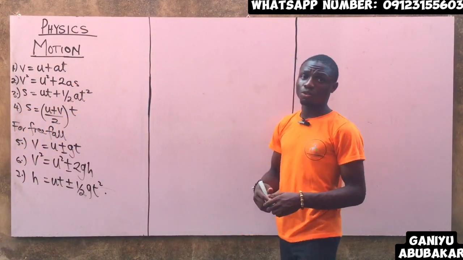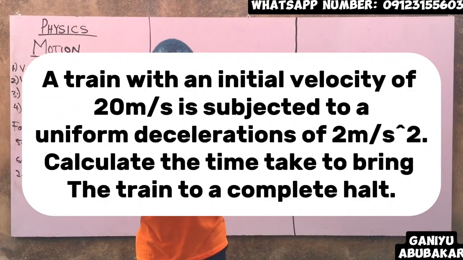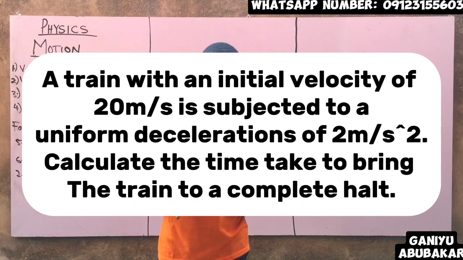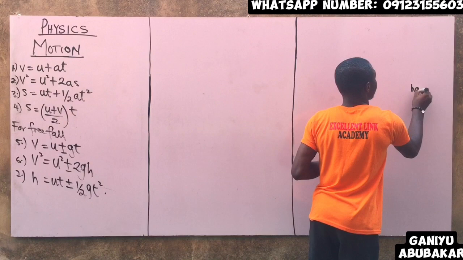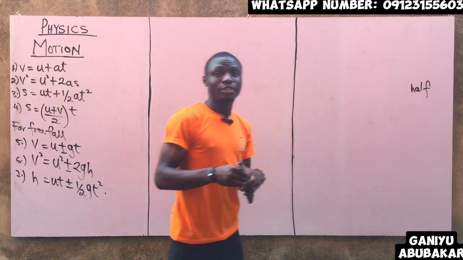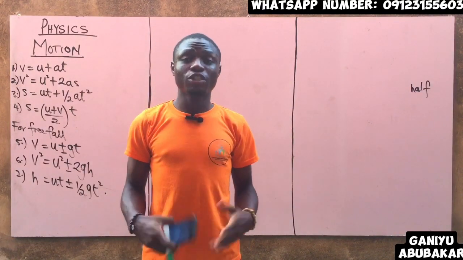So let's use the ideas to solve problems, right? Because it says a train with an initial velocity of 20 meter per second is subjected to a uniform deceleration of 2 meter per second squared. Calculate the time taken to bring the train to a complete halt. Halt means to bring the train to rest, right? I bring something down to rest.